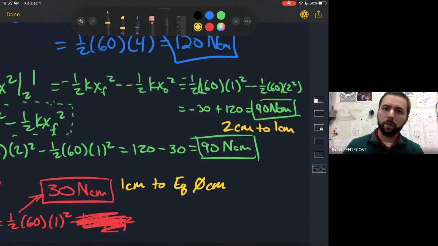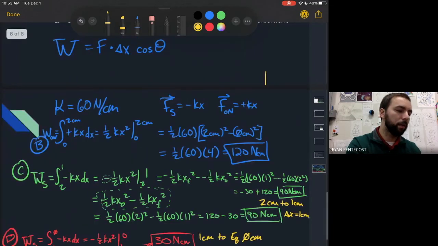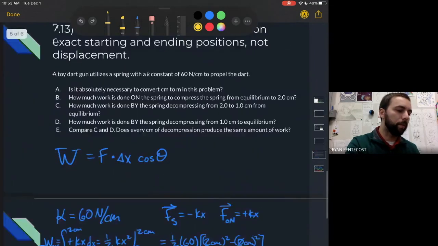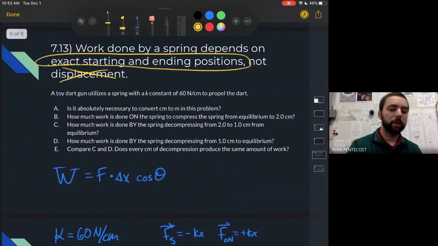Which is startling, right? Force usually just cares about the displacement, right? We just, delta x, displacement is 1 centimeter. Here again, displacement is just 1 centimeter. So this is something that's very different for springs. And this comes back to the title of the slide, okay? That the spring depends on the exact starting and ending positions, not just displacement.